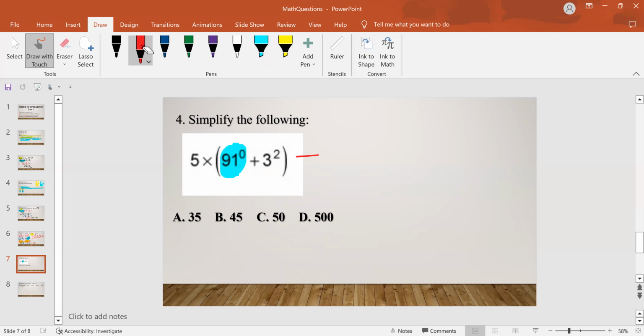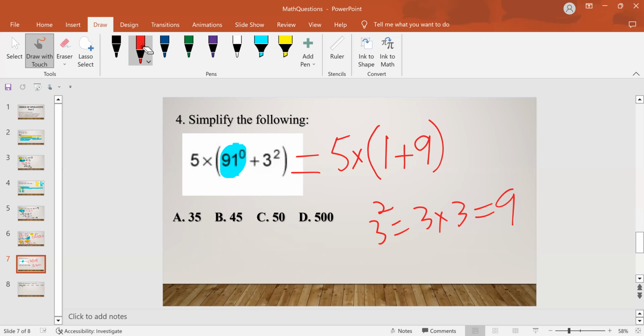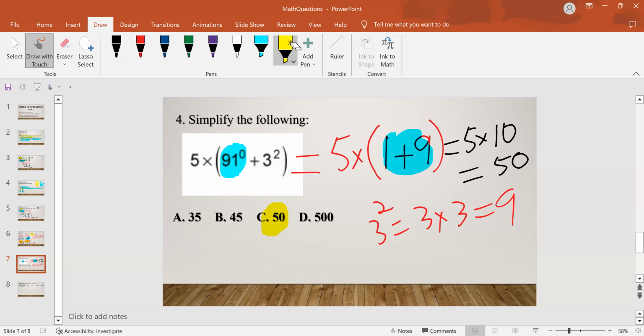Quick. The result, you're going to have 5 multiplied by parentheses 1 plus 9. Where did the 9 come from? So 3 to the second power is the same as 3 multiplied by 3, which is 9. The reason we have that 9 inside the bracket. Okay, we continue with the bracket. We have 1 plus 9, and 1 plus 9 is 10. So this is the same as 5 multiplied by 10, and the answer is 50. Therefore, the best choice is C, 50.